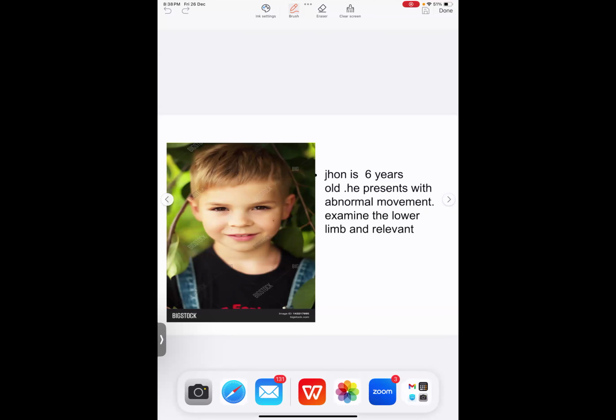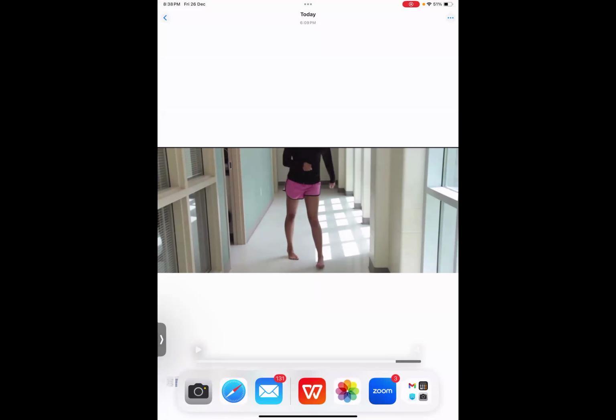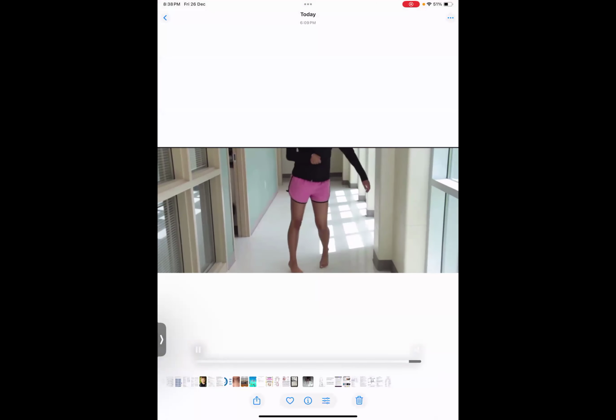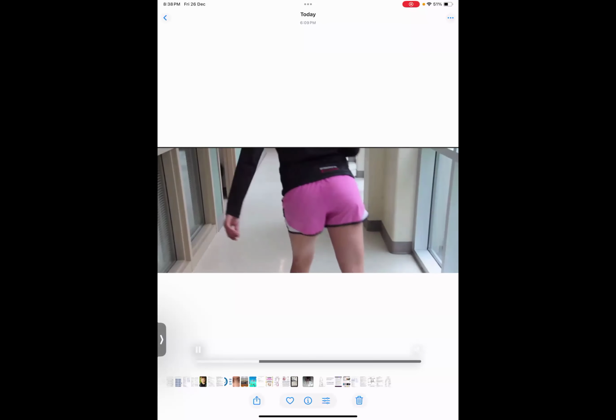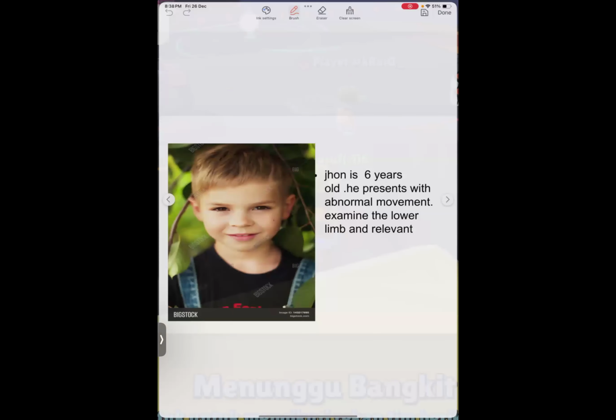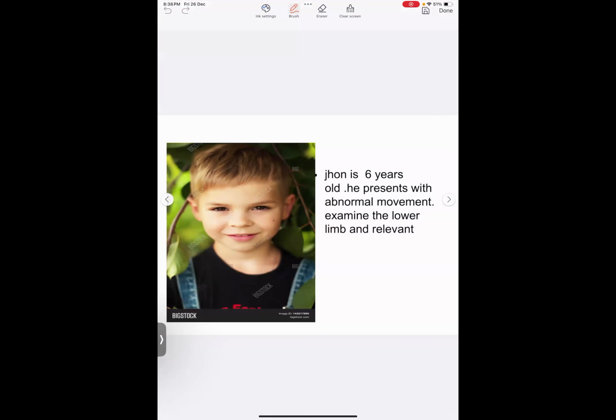This is the gait in the video. This is the gait of 6 year old John, who while walking has right-sided circumduction gait. You will tell that in the description. So you have checked the gait.